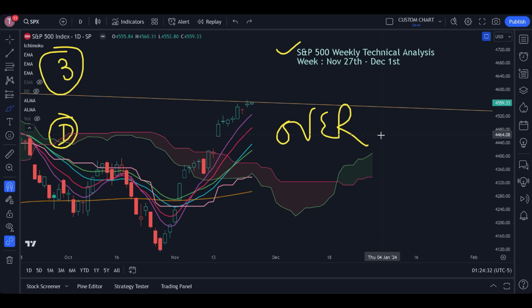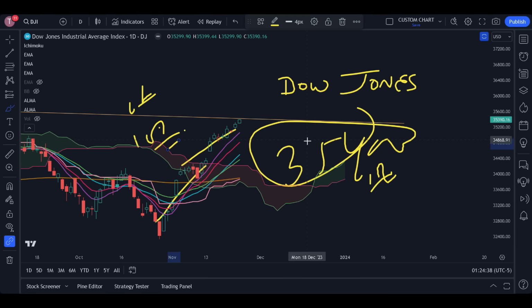As of now, the saturation is there in the entire US stock market, including the Dow Jones. We can clearly see the Dow Jones.